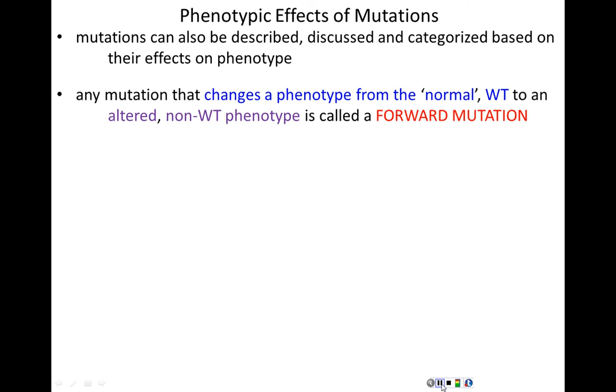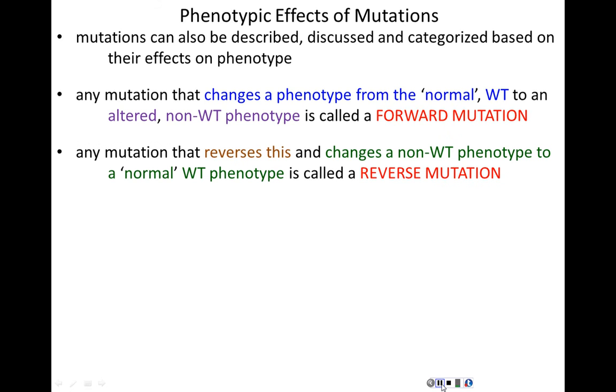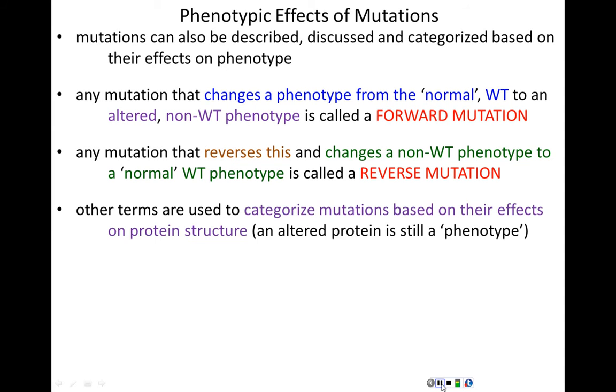Any mutation that changes a phenotype, a measurable phenotype, from what we consider normal and healthy, what we would categorize as wild type, when the mutation changes that to some altered non-wild type phenotype, we call that a forward mutation. It's kind of counterintuitive because you think of forward as progress, but the mutation is usually bad. But it's called a forward mutation, a change mutation. Any mutation that reverses this and changes a non-wild type phenotype back to a normal phenotype is therefore called a reverse mutation. You're reverting or reversing back to the original wild type phenotype.